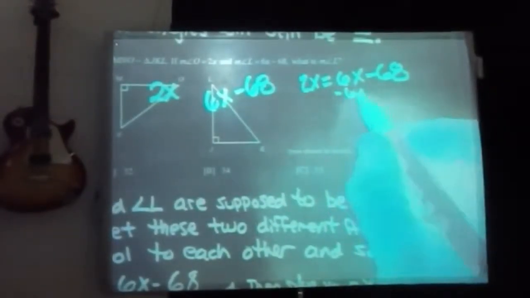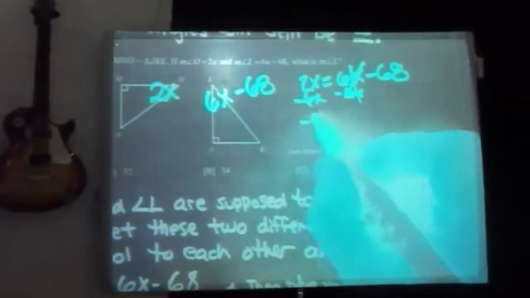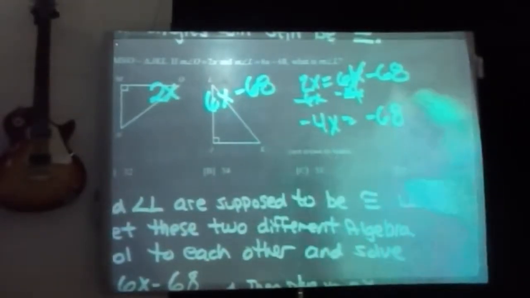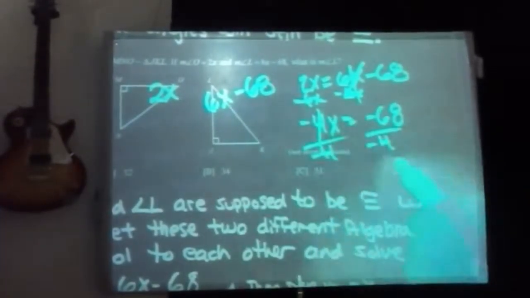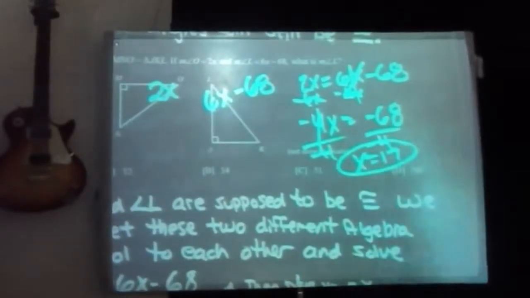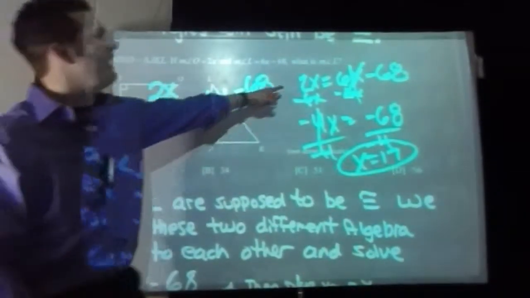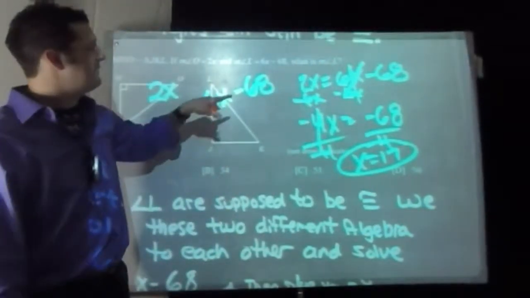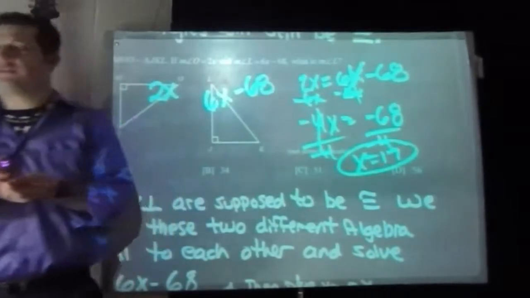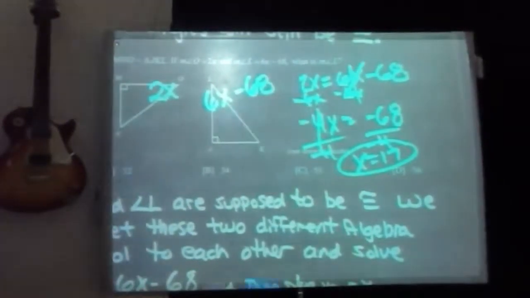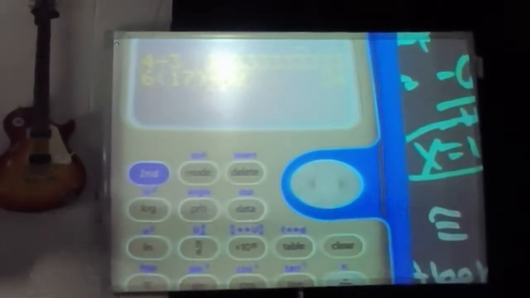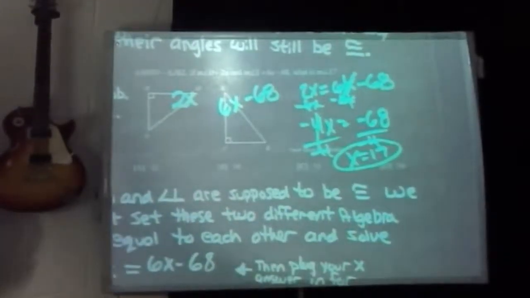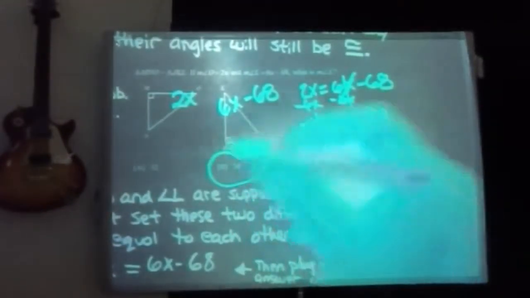Minus 6x, and you get negative 4x equals negative 68. When you divide, x equals 17. Now we don't want 17, we want to find L. So to find L, you have to go 6 times 17 minus 68, and I get 34. That's how we do it. 6 times 17 minus 68 gets you 34.